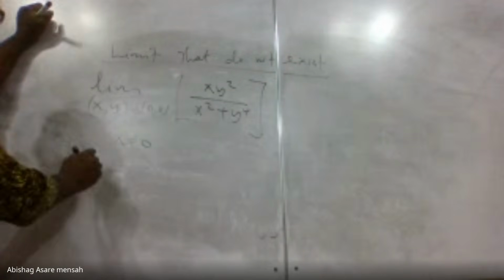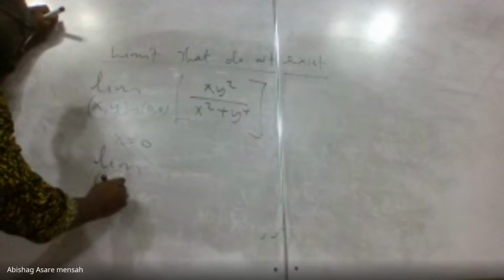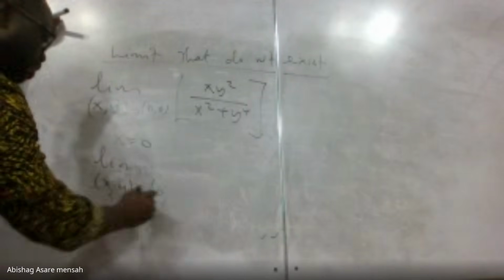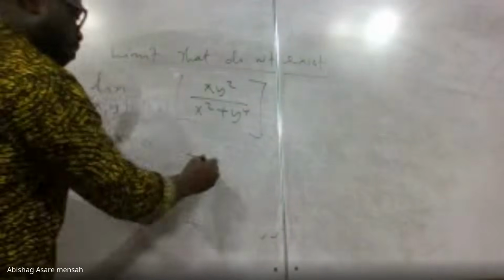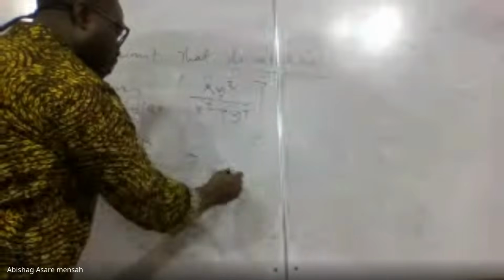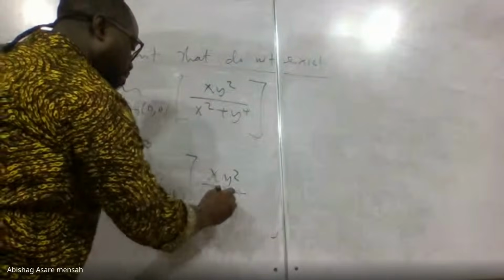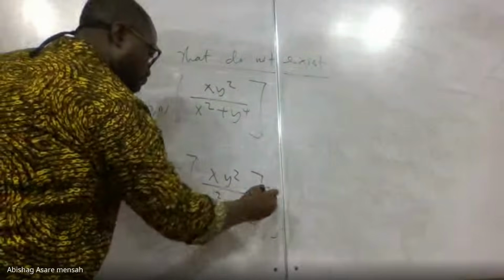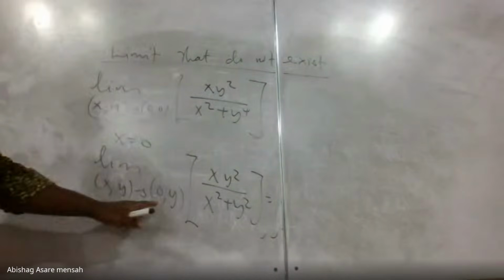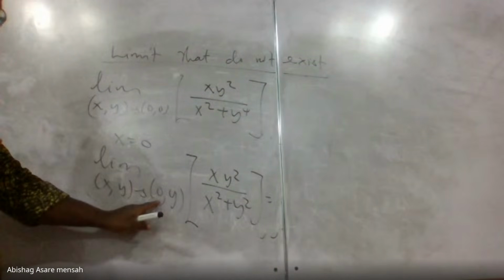First, set x is equal to 0. And we are finding the limit. x is equal to 0, and this means that 0 will be x, but we maintain the y. We have this y squared on x squared plus y squared. We are finding the limit of that. So wherever we find x, we put 0 there.